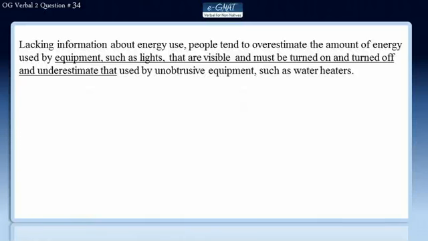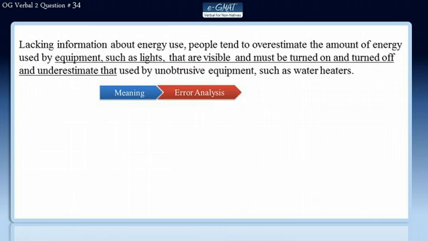We will solve question number 34 of OG Verbal 2nd edition by using the e-GMAT 3-step process. In the first step, we will understand the meaning of the sentence. In the second, we will evaluate the errors in the sentence, and finally, we will review all the answer choices to get to the correct answer.